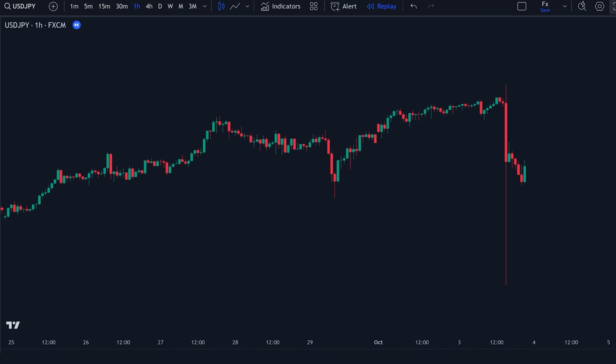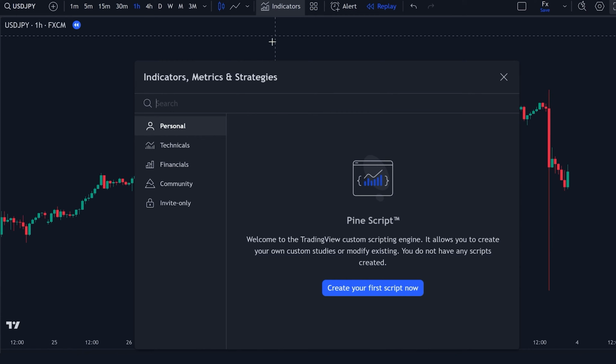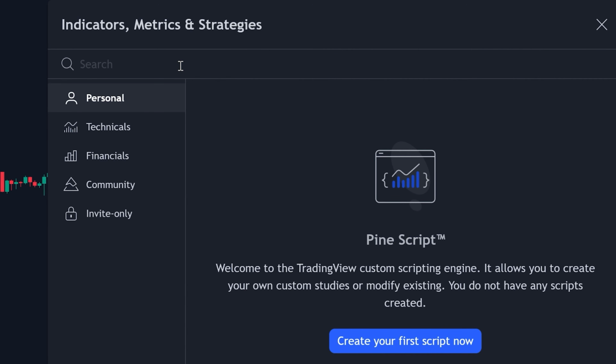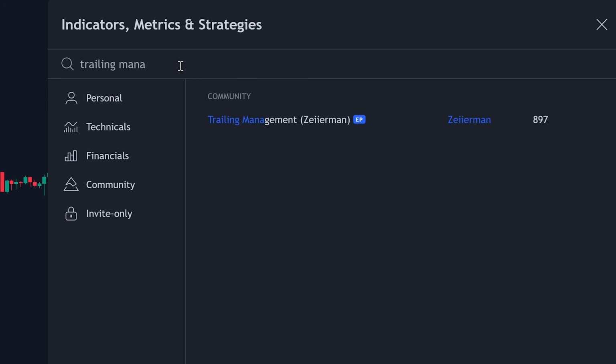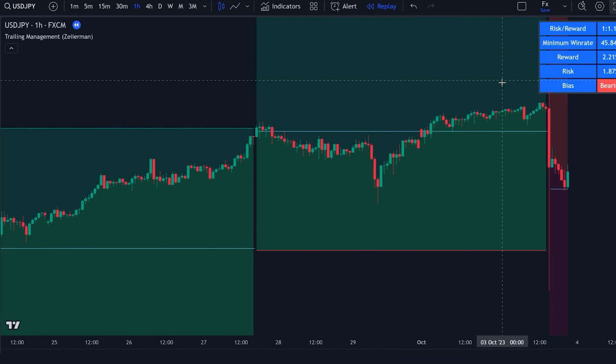Setting up the indicator on your chart is a simple process. Click on Indicator. Search for Trailing Management. It's going to be this one called Trailing Management, the Editor's Picks version, EP. Select the Trailing Management, the Editor's Picks version, EP, by Zierman. That's it. Now let's take a look at the Trailing Management Indicator on our price chart.